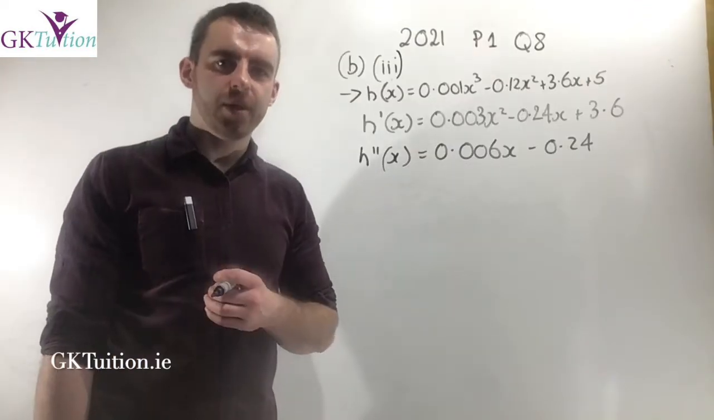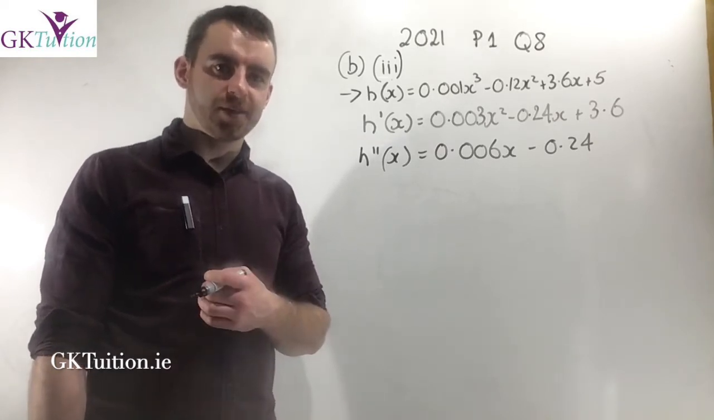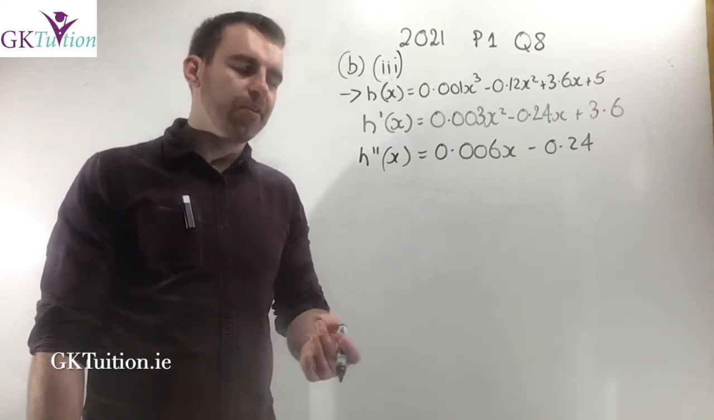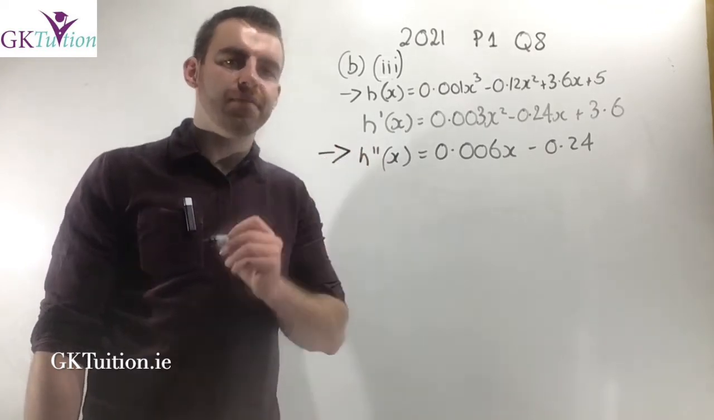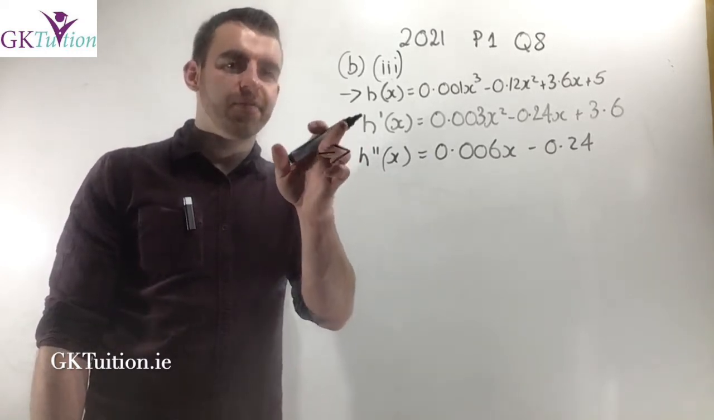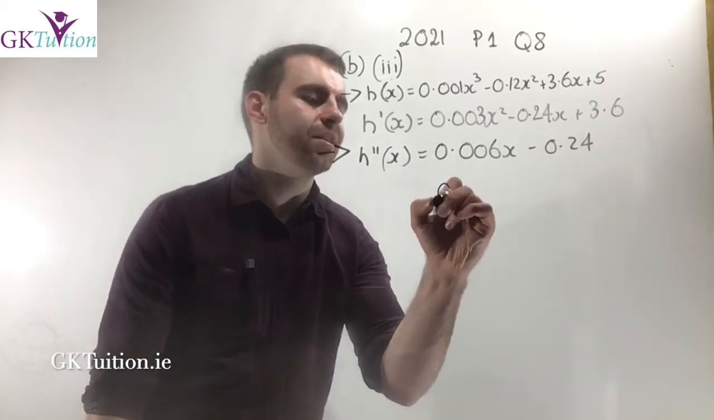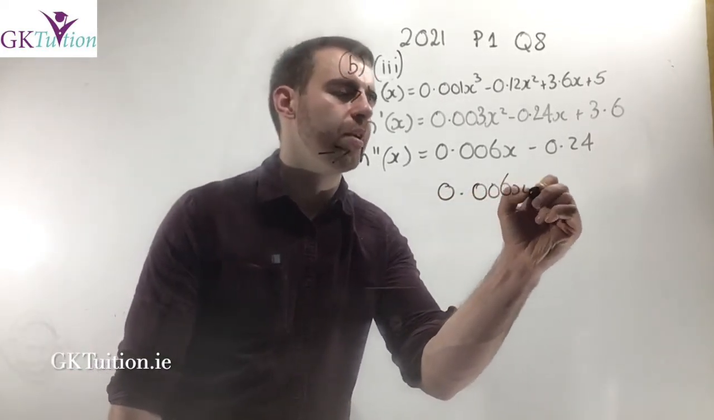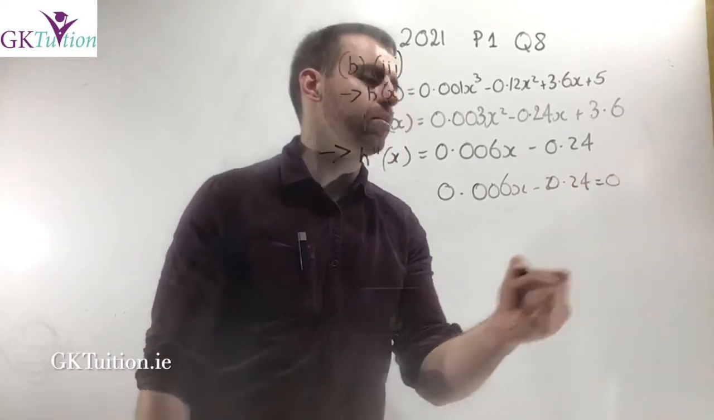In B part 3, we're asked to find the height above ground at the point of inflection. Remember, to locate a point of inflection, you have to let the second derivative equal to 0. What we did previously to find the turning point, we let the first derivative equal to 0. But now we're going to use the second derivative. And it's incredibly easy. We already have the second derivative from B part 2. Now we just need to let it equal to 0.